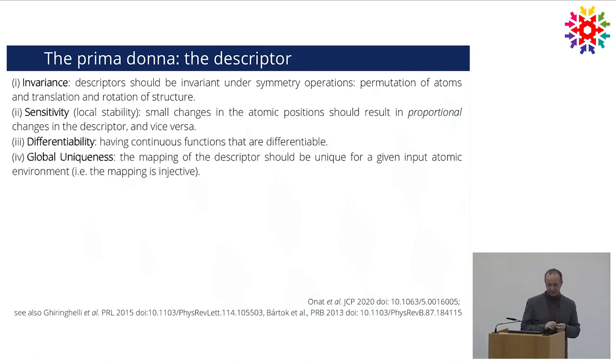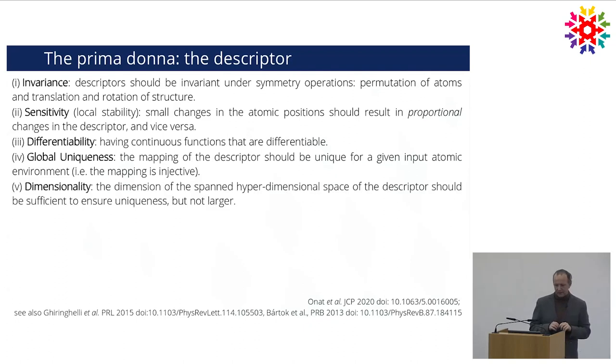And then there is an important point that I will come to in the next few slides, about global uniqueness. That is obvious if you write down the rules, but it is by far not obvious to prove that your descriptor is unique. So the idea is that you have an injective mapping. Whenever you have a system that you want to predict something out of, you map uniquely into your descriptor. But okay, I will come back to this.